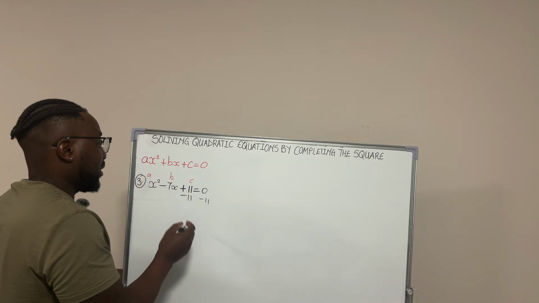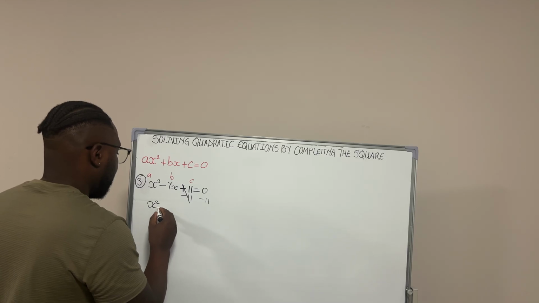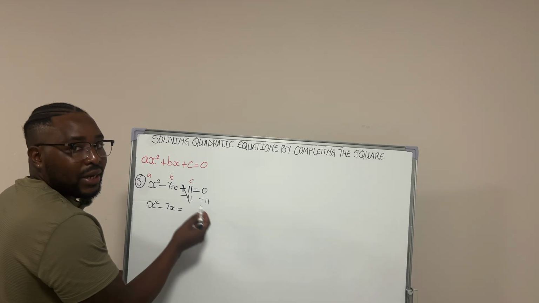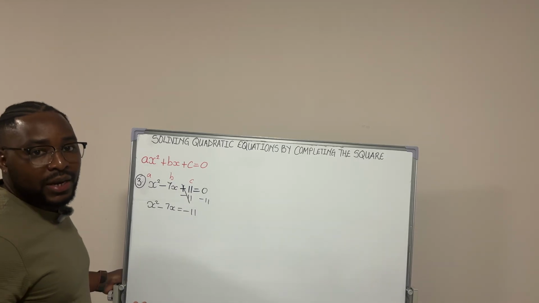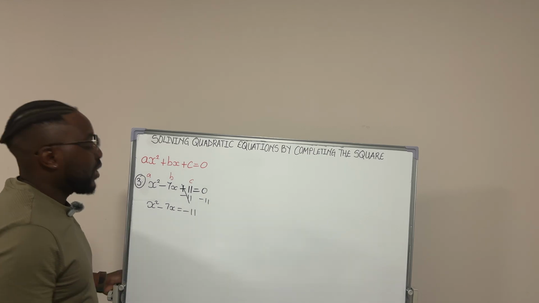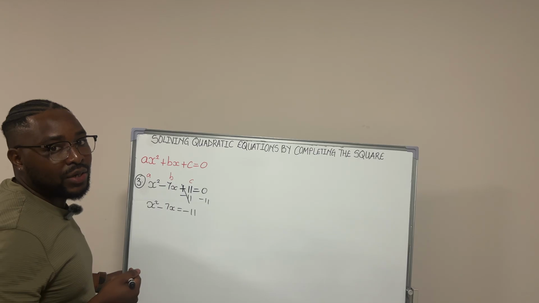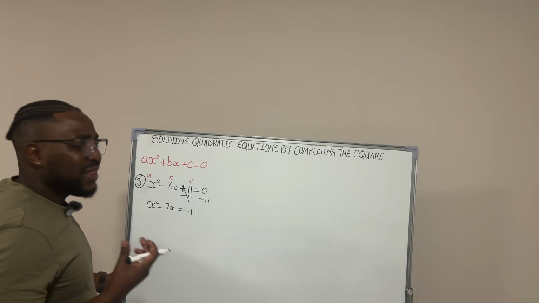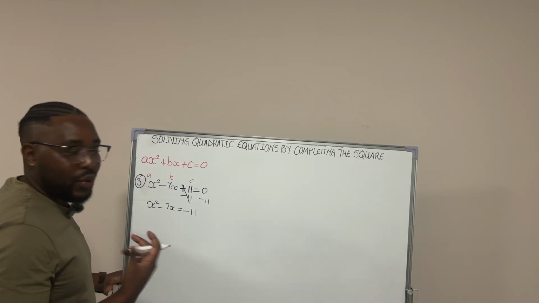Positive 11 and negative 11 cancel out, and we shall be left with x squared minus 7x equal to 0 minus 11, which is negative 11. So what will be our next step? Our next step will be looking for a number that we have to add and subtract to this expression while keeping the value of the expression. How do we find that number? We find that number by taking half the coefficient of x and then we square it, right?